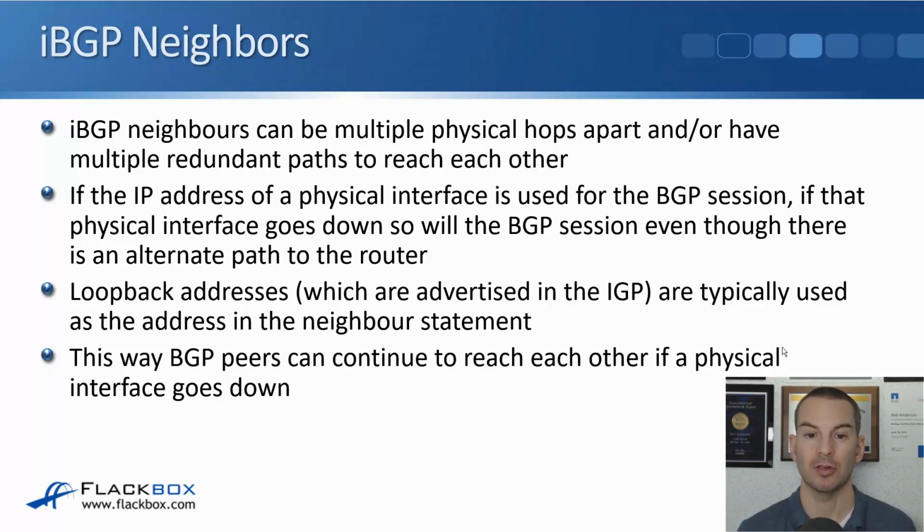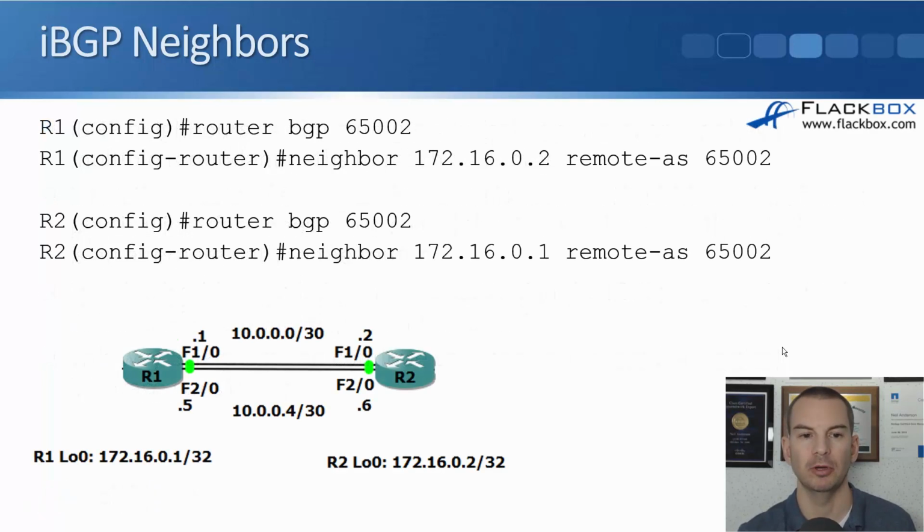Loopback addresses, which are advertised in the IGP, are typically used as the address in the neighbor statement because of this. This way, BGP peers can continue to reach each other even if a physical interface goes down. So let me show you what that means.